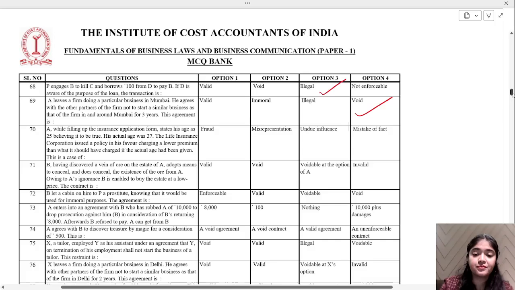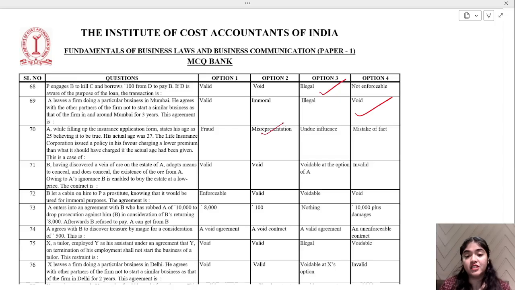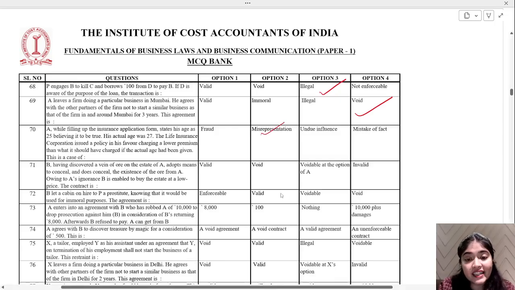Okay. Now, A, while filling up the insurance application form, states his age as 25, believing it to be true. His actual age was 27. Life Insurance Corporation issued a policy in his favor, charging a lower premium than it should have charged if the actual age had been given. This is a case of misrepresentation. You are misrepresenting the data.